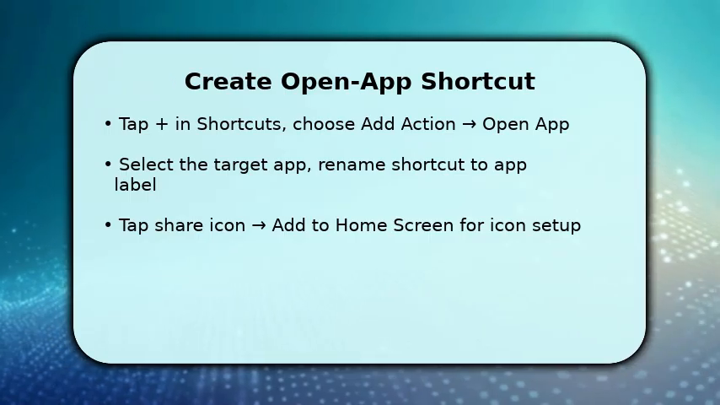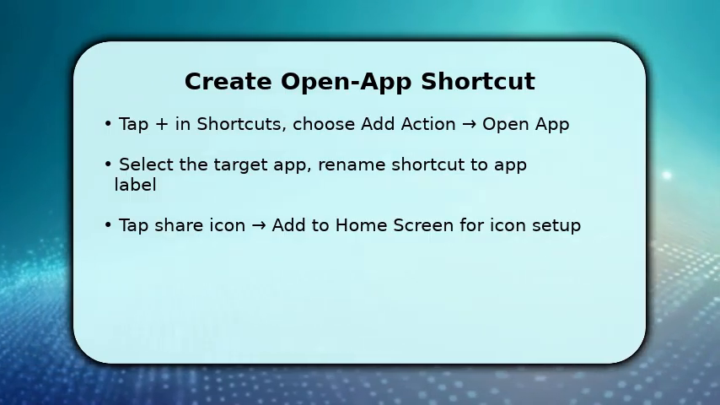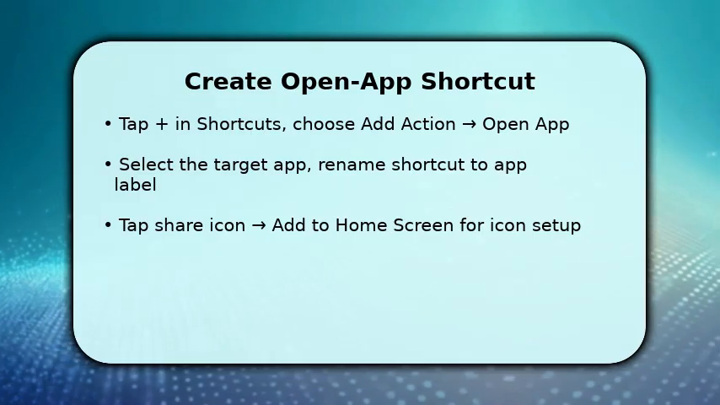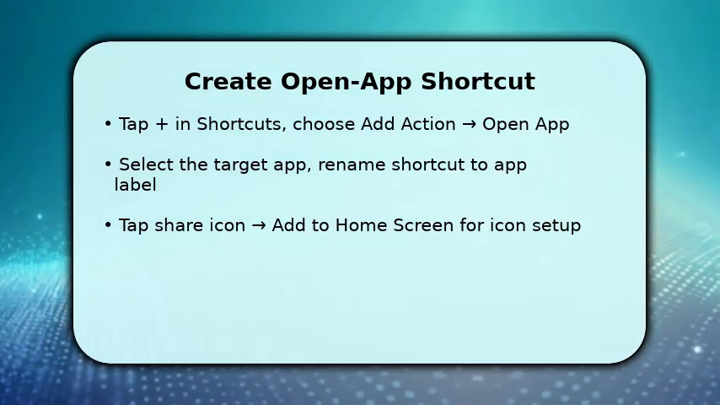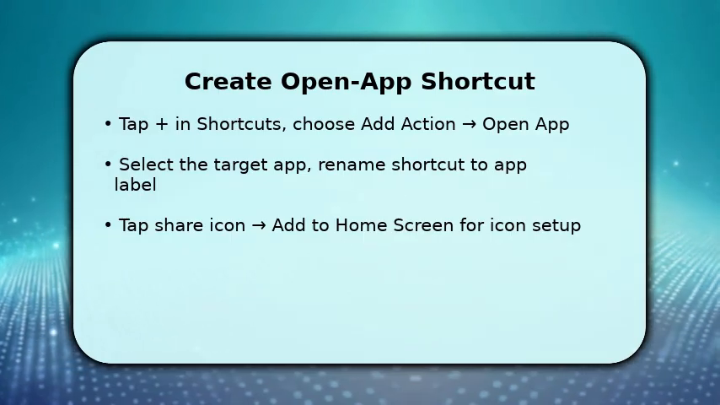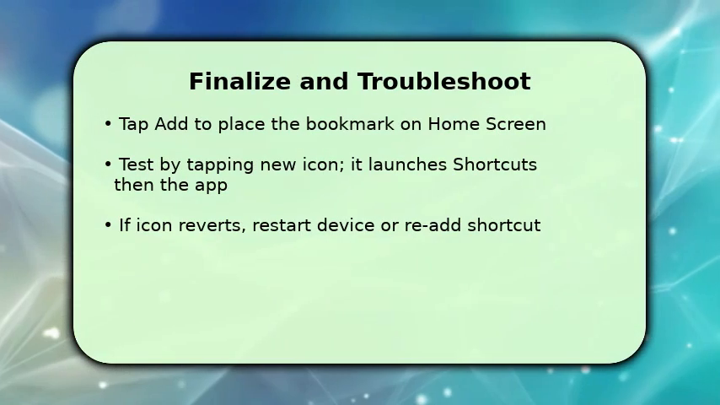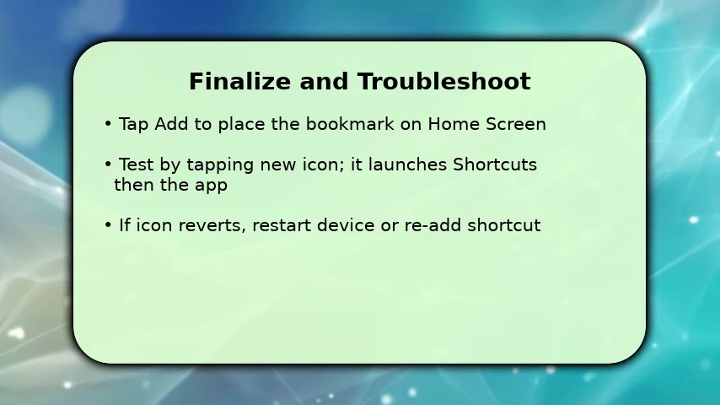Next, tap the ellipsis or share icon and choose Add to Home Screen. This is the critical step that converts the shortcut into a tappable home icon. Make sure to set the custom image and confirm the file name. That visual cue matters for fast recognition. You finalize by tapping Add. The new bookmark appears on your home screen as an app-like icon.